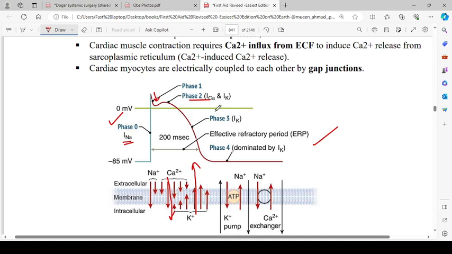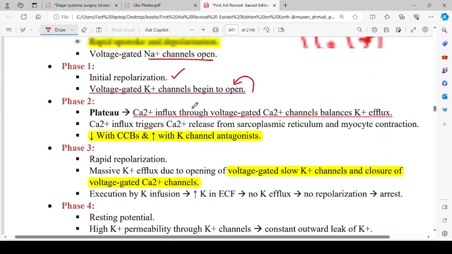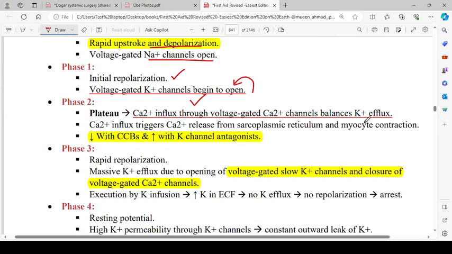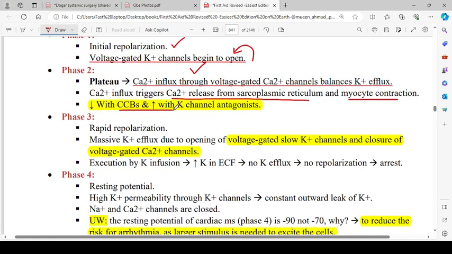In this phase, calcium is entering the cell and potassium is leaving the cells, so the action potential kind of plateaus. There is a slight increase and then decrease, so we may say there's a flat area in the action potential mediated by these two ions, and this is called phase 2. The plateau is due to calcium influx through voltage gated calcium channels and potassium efflux. Calcium influx triggers calcium release from the sarcoplasmic reticulum and myocyte contraction. It is decreased with calcium channel blockers and increased with potassium channel antagonists. If we give calcium channel blockers to someone, phase 2 will decrease, and if we give potassium channel antagonists, it will increase.